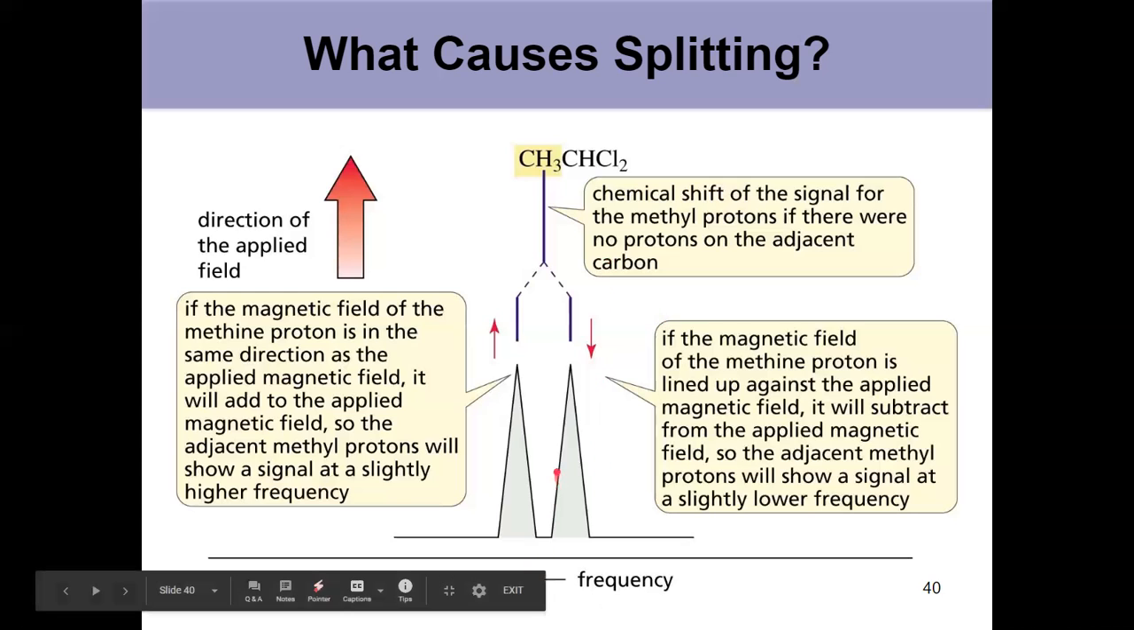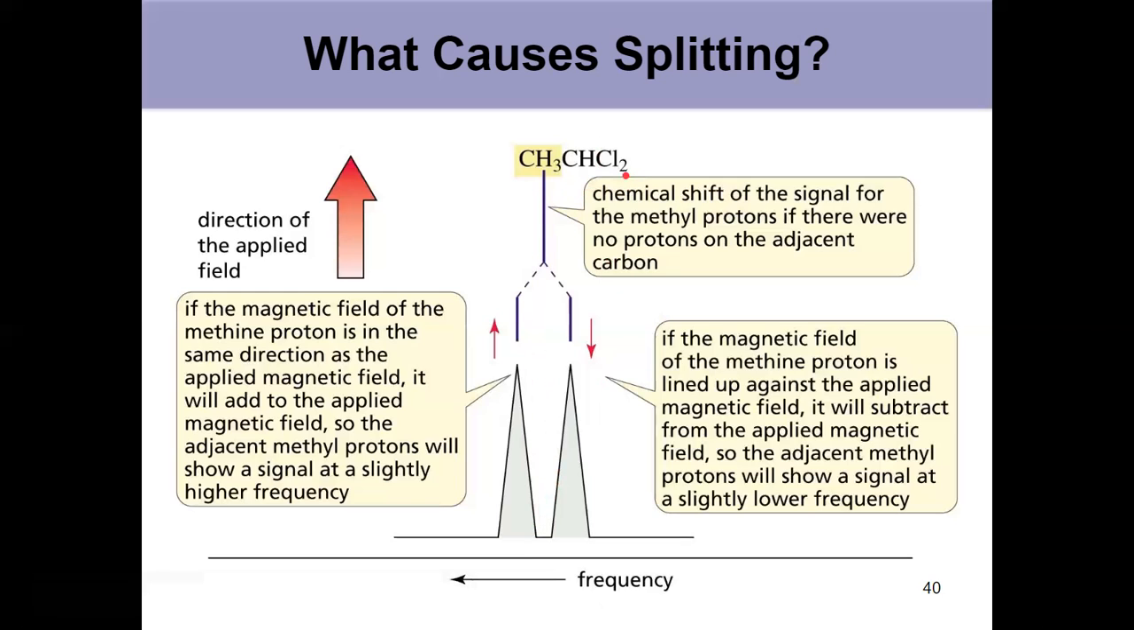So whereas our normal signal would appear here if it was undisturbed, the neighboring proton, right, can appear aligned, causing it to just go to the left, or opposite, just to the right. Okay? So that's if we have one neighboring hydrogen, right? One of 2 possibilities.